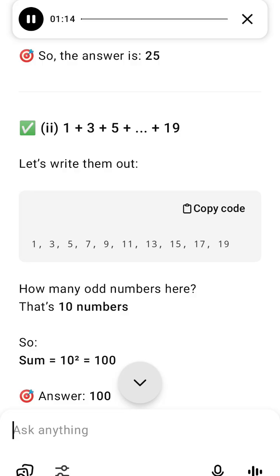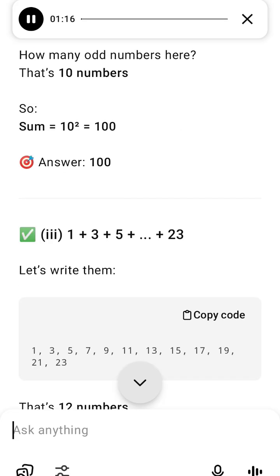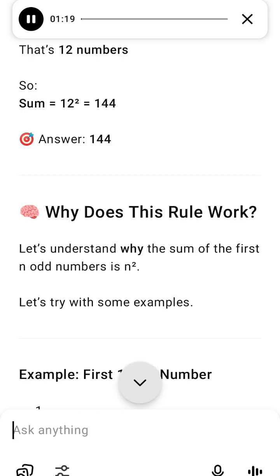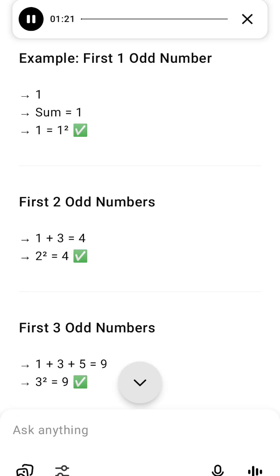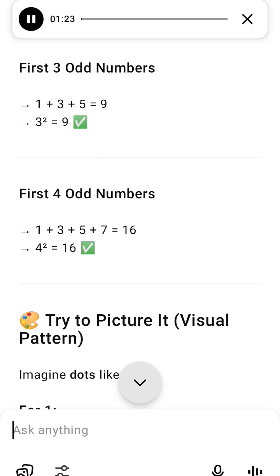Imagine dots like this. For 1, just one dot. For 1 plus 3 equals 4, make a square of 2 rows. For 1 plus 3 plus 5 equals 9, a square of 3 rows. Each time you add an odd number, you're adding another layer to a square. That's why the sum becomes a square number.